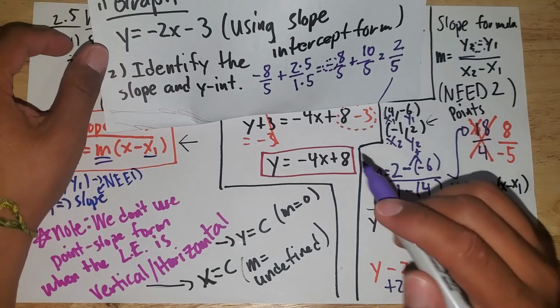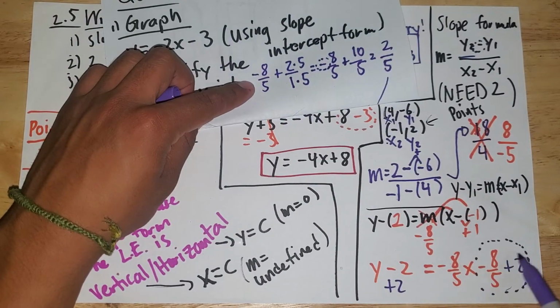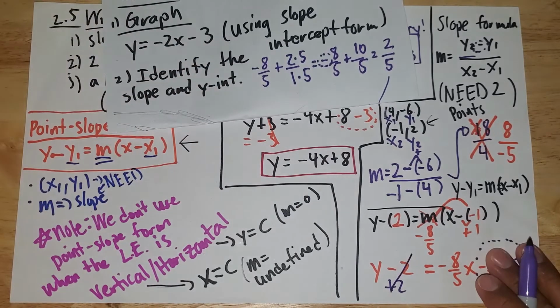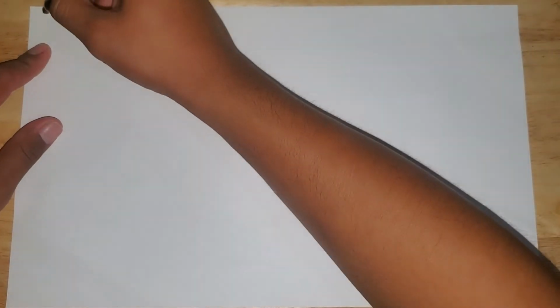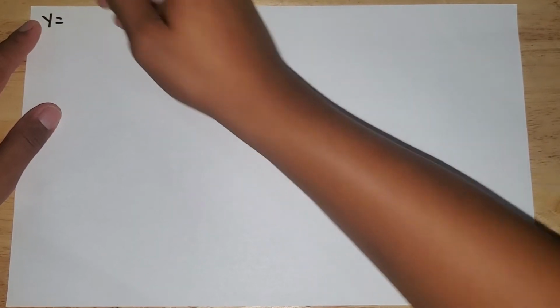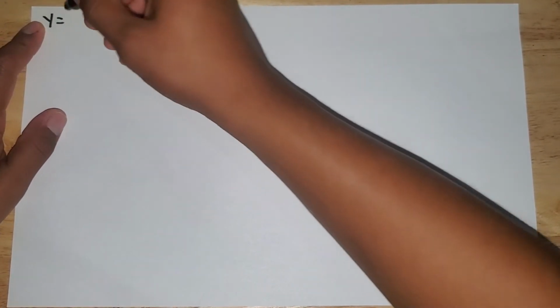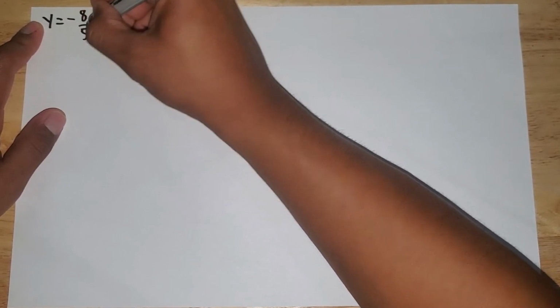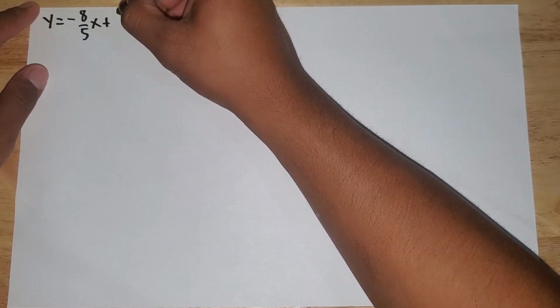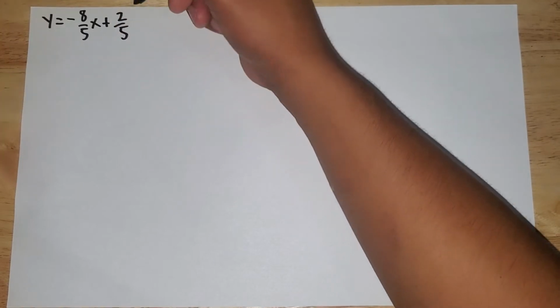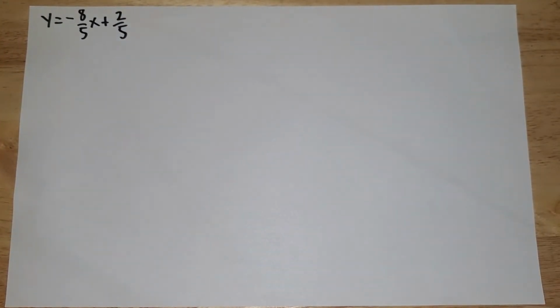But we do have this already, how we did the work for simplifying this. And we know for sure this definitely cancels here, and we need to just simplify it. So we would be left with y is equal to, and we already know slope is negative 8/5. And then from our calculations, we have 2/5. And that's pretty much it.